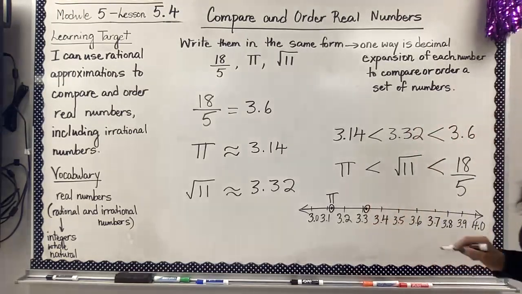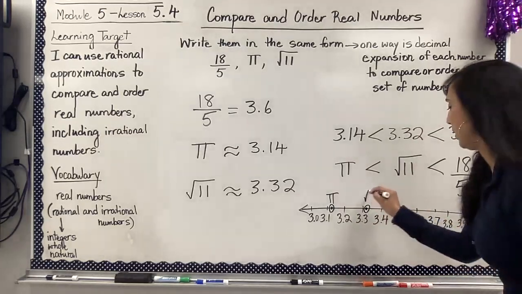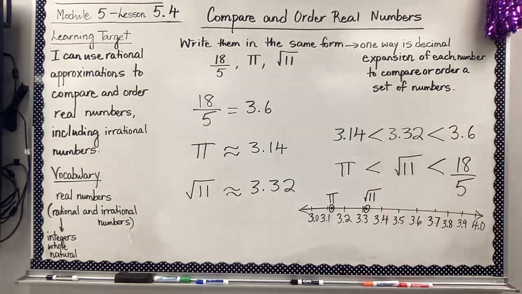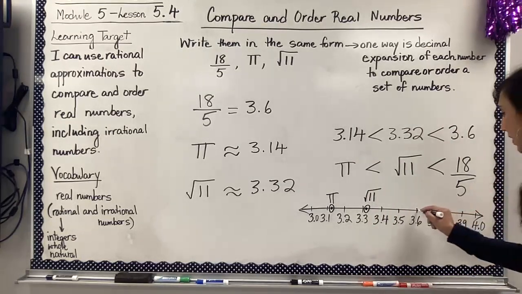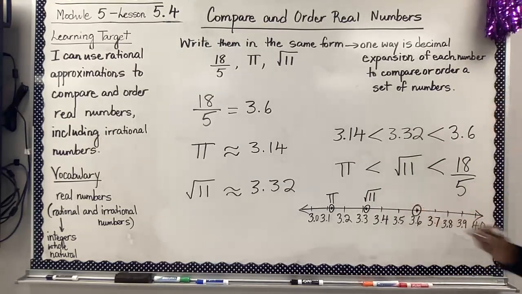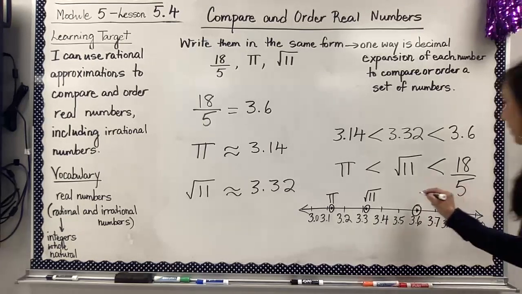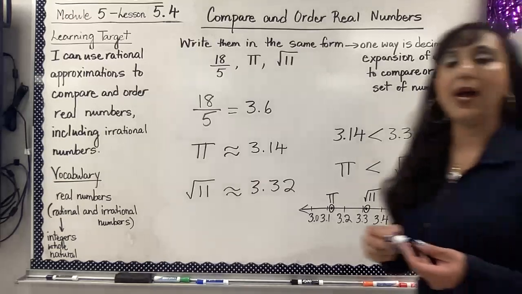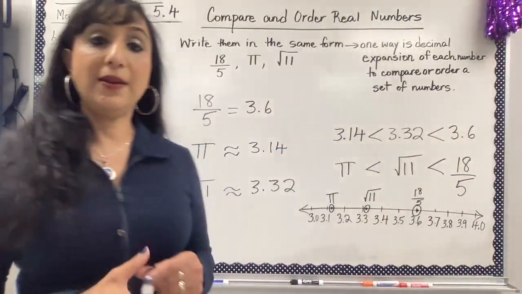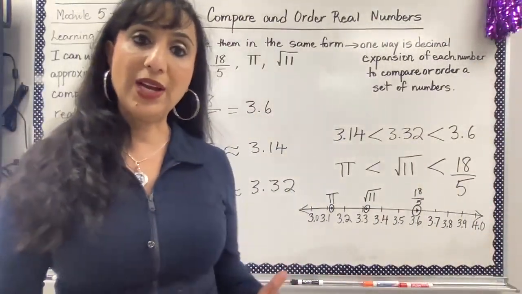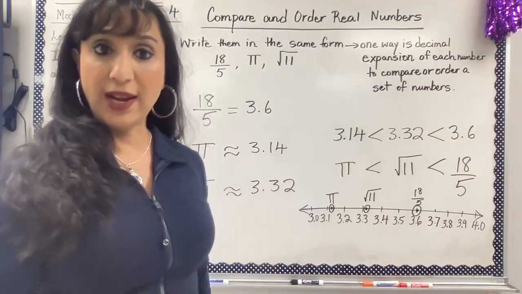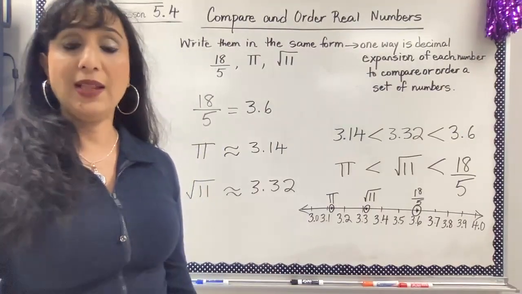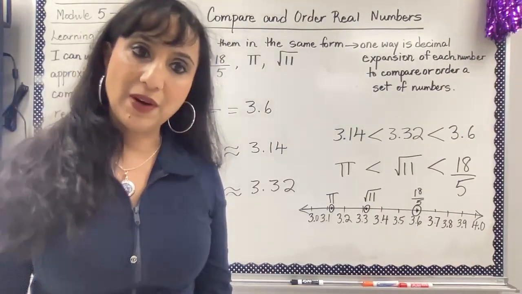All right, and so this is my square root of 11. And then I have 3 and 6/10, which is here. And this is 18/5. Okay, so I know that on a number line, the more the number is to the right, the greater the number is. And the more it is to the left, the smaller the number is, right?